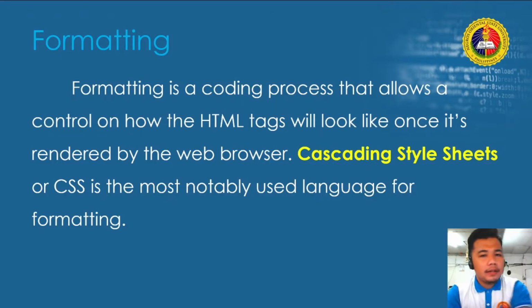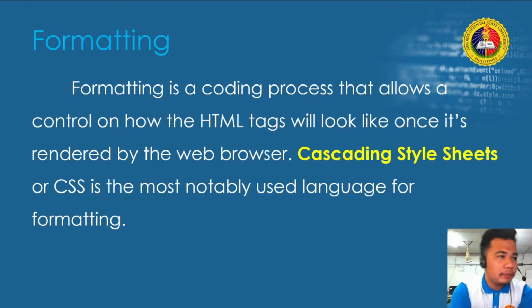Okay, so let's talk about formatting. Formatting is a coding process that allows control on how the HTML tags will look once it's rendered by the web browser. Cascading style sheets or CSS is the most notably used language for formatting. Okay, so formatting is just another term for designing. And it's not just any designing, we'll be using cascading style sheets in formatting or designing our website.